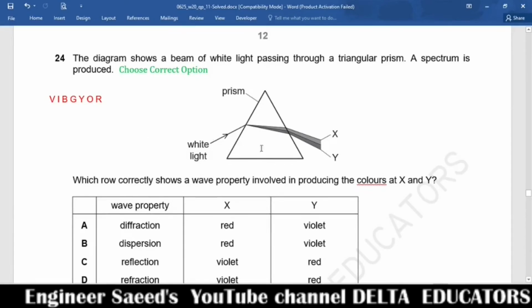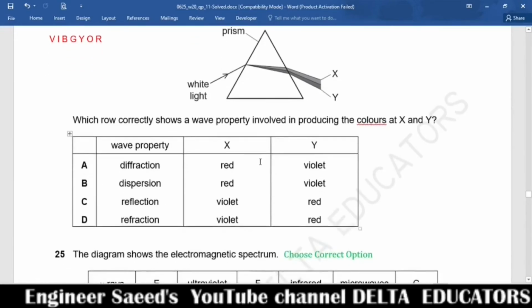So here this Y that is deflected most will be violet, and this X that is deflected least should be red. So here X will be red, Y will be violet, and this phenomenon is called dispersion. Now we check the options. In option B the wave property given is dispersion. For X it is given red, for Y it is given violet. So here our correct option will be option B.